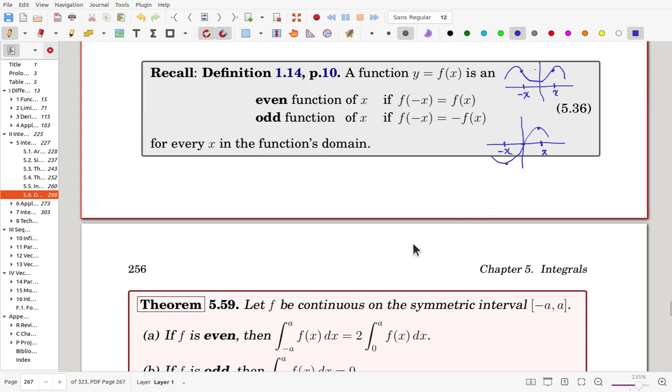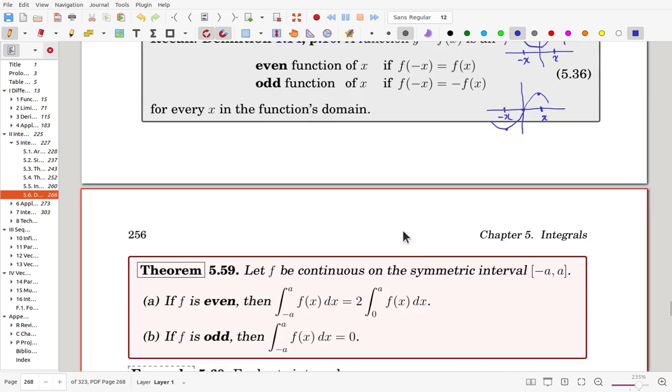Now, once the function is odd, then from minus a to a, half is positive and half is negative, so they cancel each other out, and so the integral must be 0.